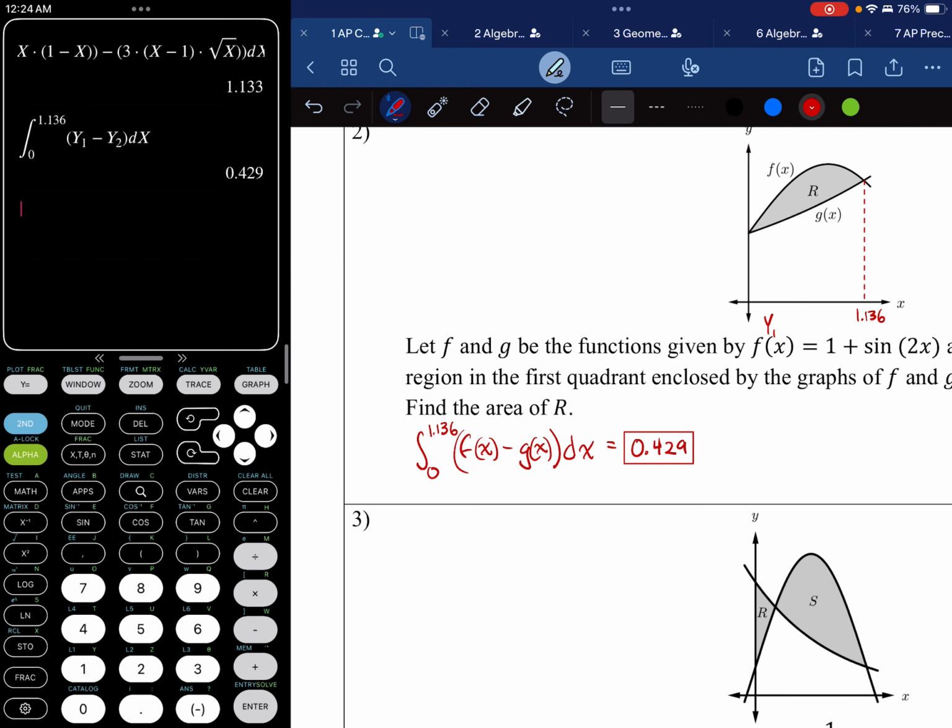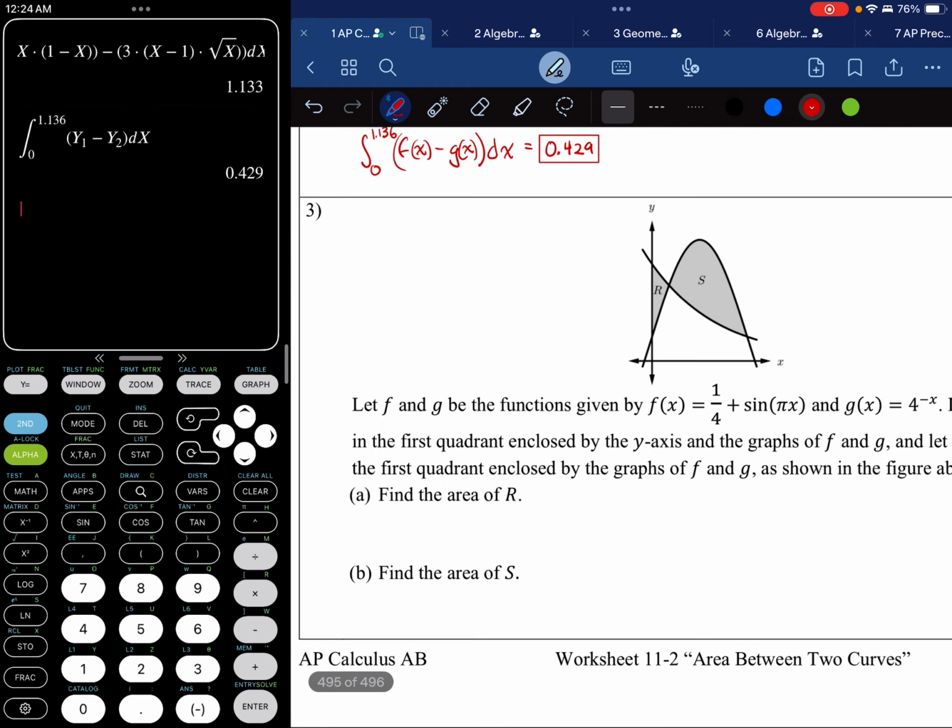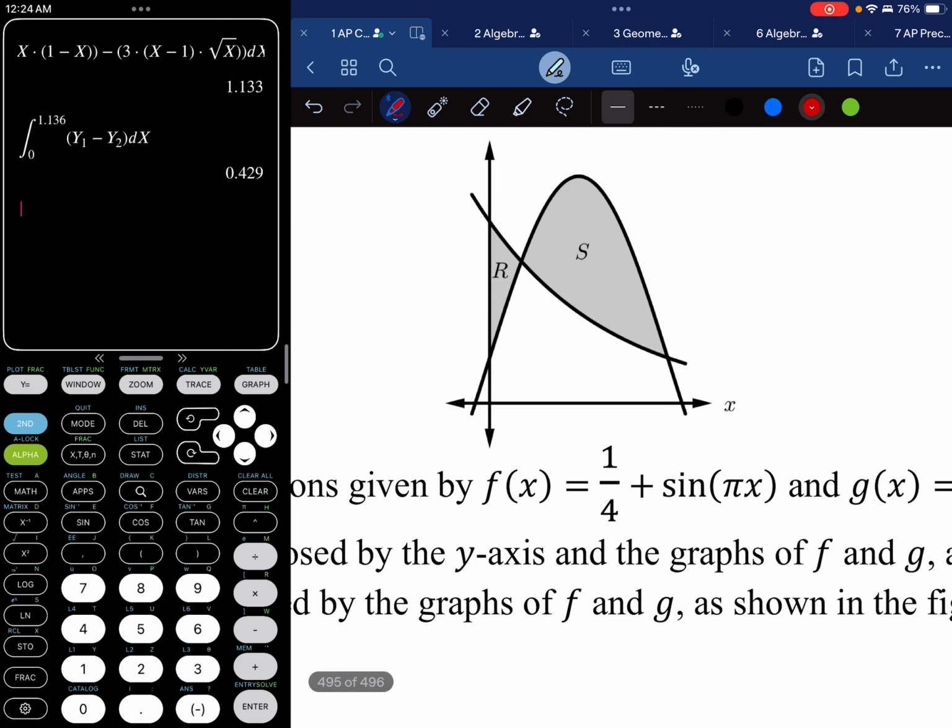All right, next one, number 3. We've got 2 things to do. Try and find the area of R and S. Okay, so we need to find where that x coordinate happens. That's a little bit off, so let's go ahead and put you right where you belong. And where does this x coordinate happen?